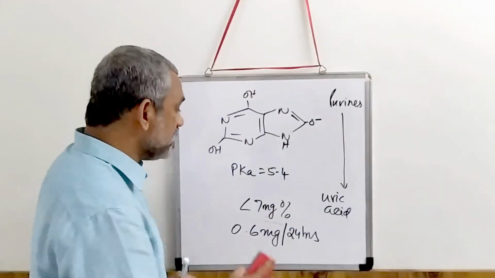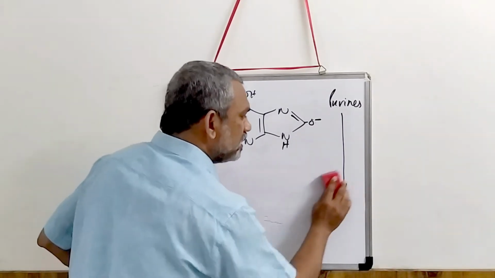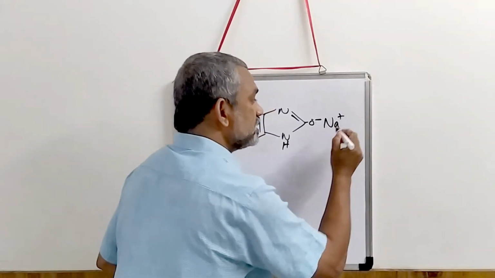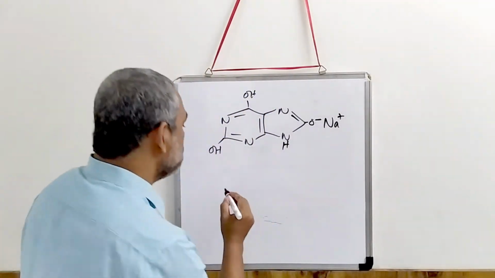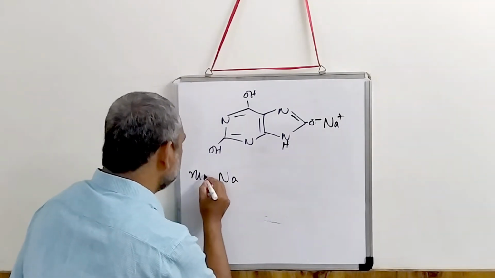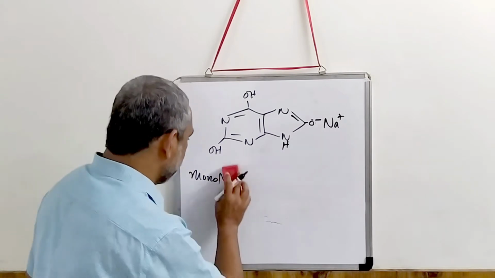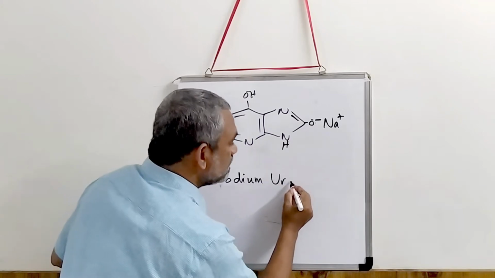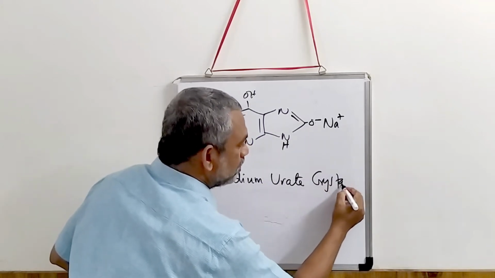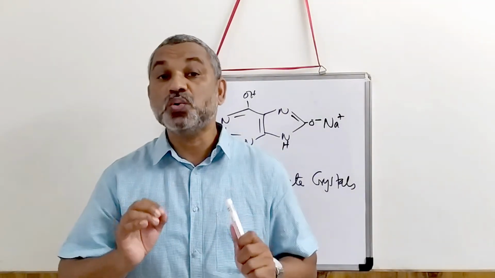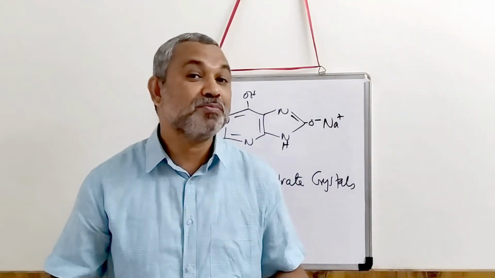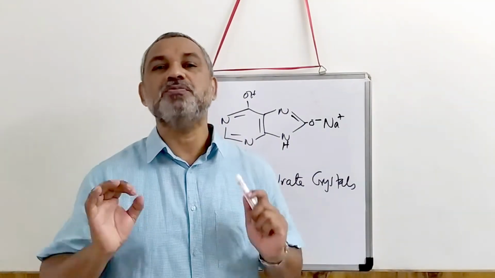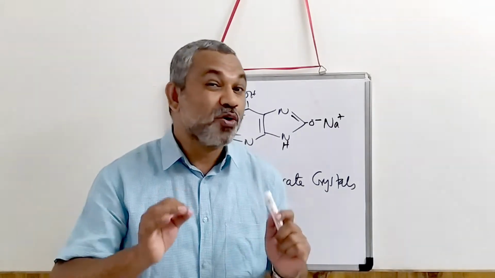Now what happens in blood pH is, blood has a lot of sodium ions. So sodium will get bound to this. So therefore, this forms monosodium urate crystals. Okay, it becomes monosodium urate crystals. Now what is the problem with the monosodium urate crystals? So the problem is this is not really soluble in blood. It is not really soluble.